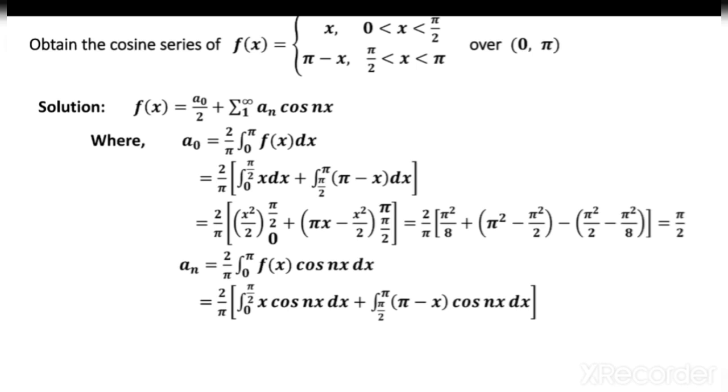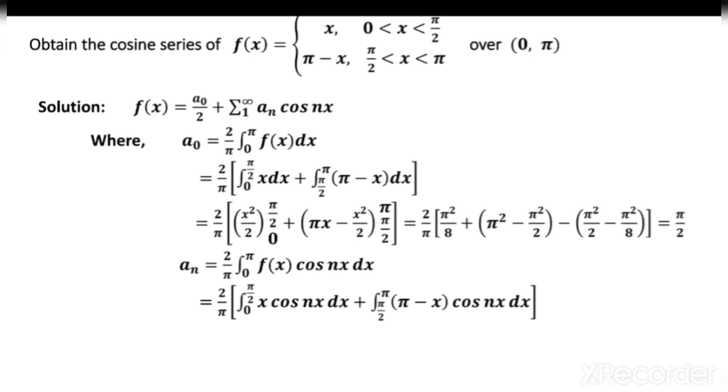Let's integrate this. What's the integral of x? The integral of x is x square by 2, and put the value 0 to pi by 2. And the other one, pi minus x dx. Pi into the integral of dx. The integral of dx is x minus the integral of x. What's the integral of x? X square by 2, and value pi by 2 to pi. When you put all the values, lower limit 0, upper limit pi by 2 and expand, you'll be getting the value for a naught as pi by 2.